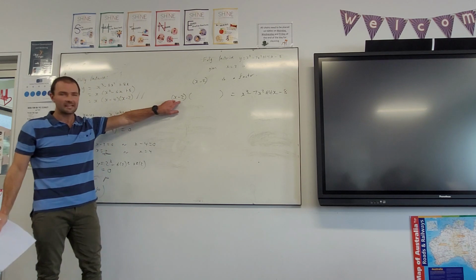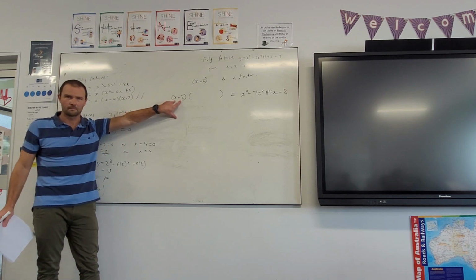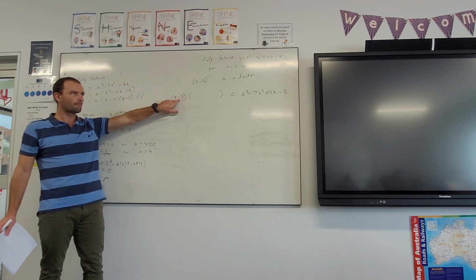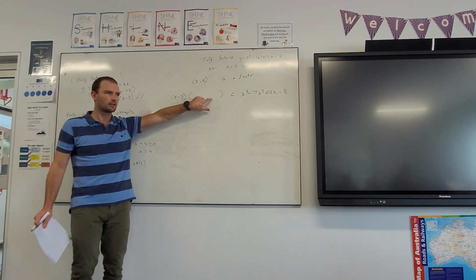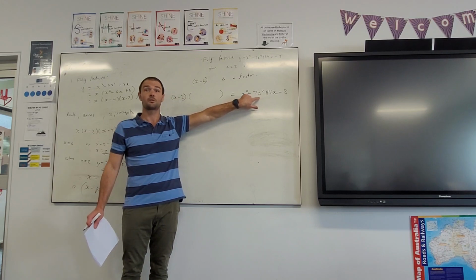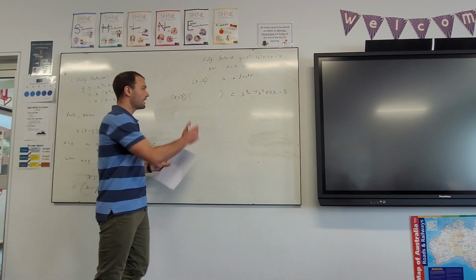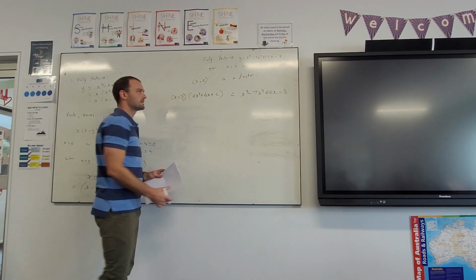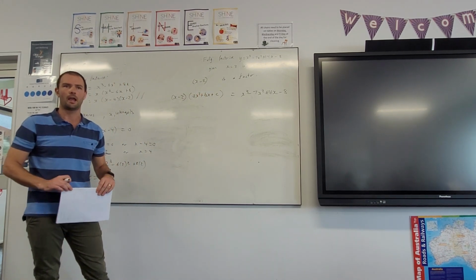Now, this is a linear factor. We call it a linear factor because the highest power is 1. What do I multiply a linear by to get a cubic? A square. Has to be a square, it has to be a quadratic. So there is some quadratic in here that we need to multiply it by.